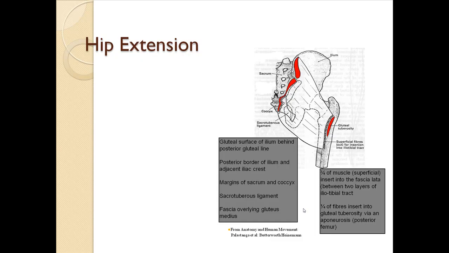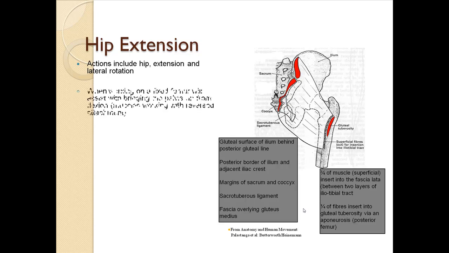Here is gluteus maximus again. As mentioned earlier, it is an extensor, and because of its oblique nature, it also produces lateral rotation. When the femur is fixed, it produces posterior pelvic tilt, and it assists with movements such as lifting the body up from a forward flexed position.